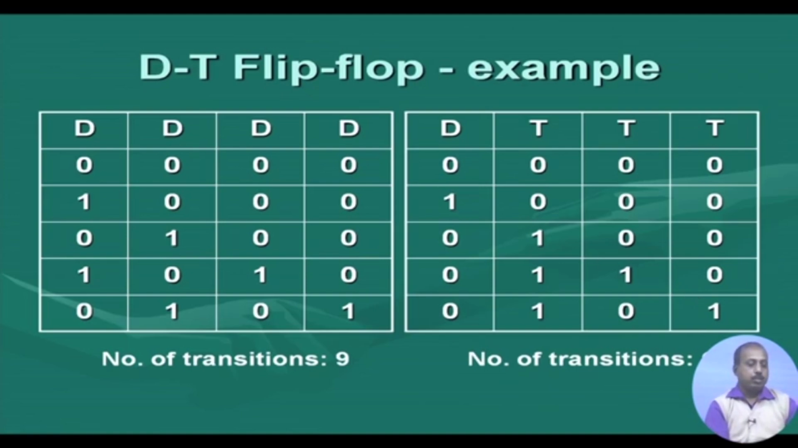So, this gives rise to a better way of getting the power reduction. You can get less power because the transitions are less. So, the circuit is also expected to generate less transition.